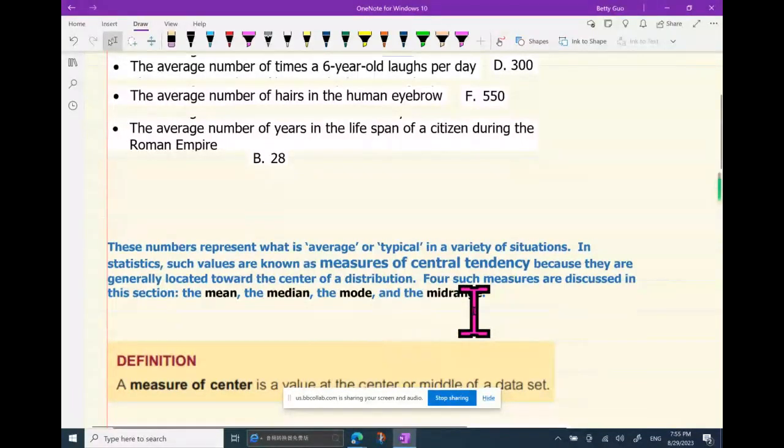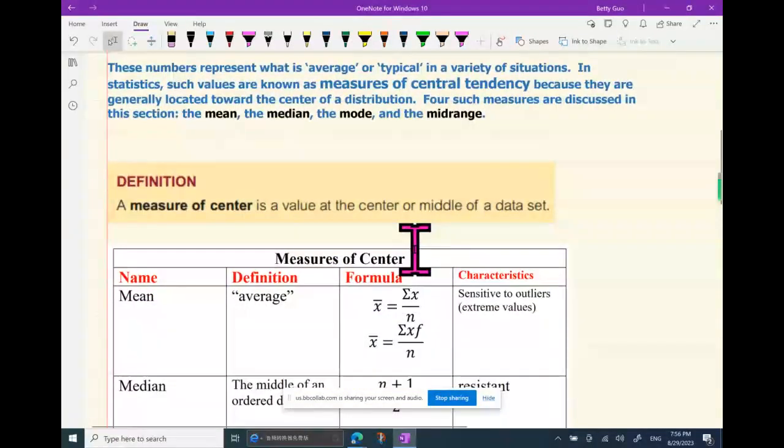In this section, we are going to cover 4 types of measures of center. The 4 measures of center are mean, median, mode, and mid-range. Okay, you guys ready? Let's start. The first one is mean.